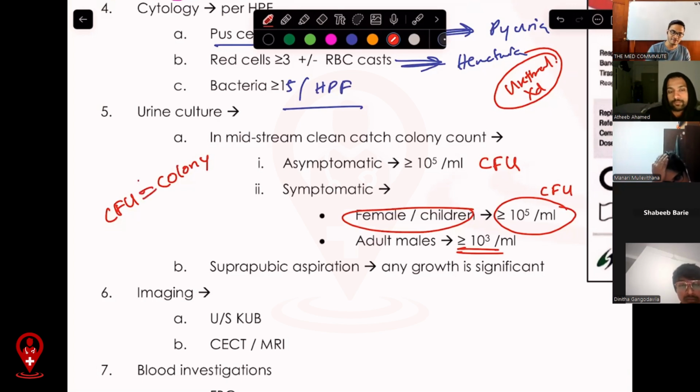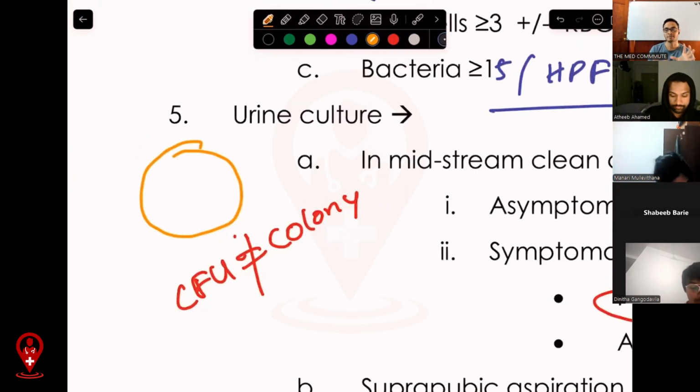Look at this, guys. The first thing I want you all to know, they are not equal. A colony is when you take the Petri dish to your hand, either microscopically or sometimes even physically, you can see colonies like this, right?